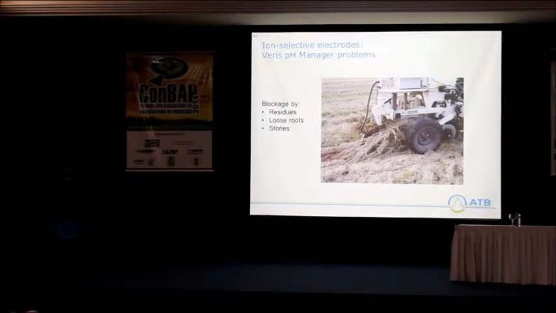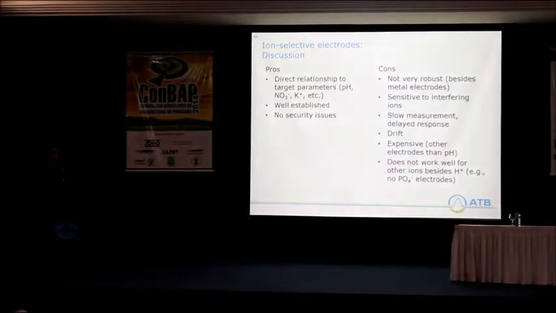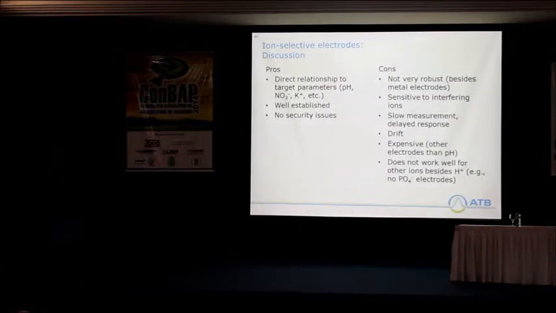Well, we had some problems with the sensor. This is blockage due to residues or loose roots and stones in the soil. But generally, we were very happy because this is a sensor which measures the target parameter directly. There are also other ion selective electrodes for nitrate, potassium. This method is well established in the chemical science. There are no security issues.